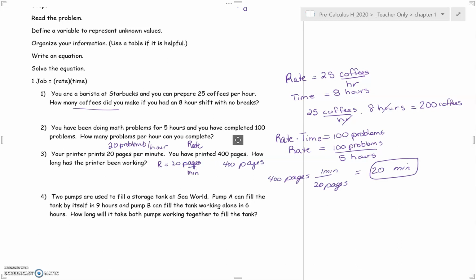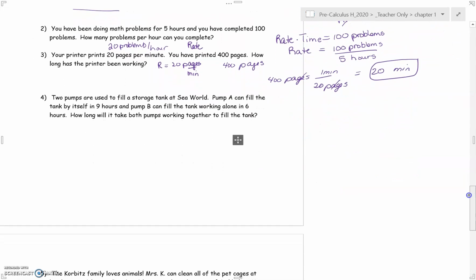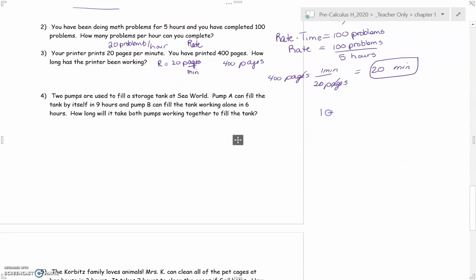So again, it also might help to look at the units here. 400 pages, and you have 20 pages per minute, so that's pages would cancel out if you divide by the 20, and notice you have 20 minutes. Okay, so now we're going to get into some of the tougher problems, and again, one job equals rate times time. Here we go.